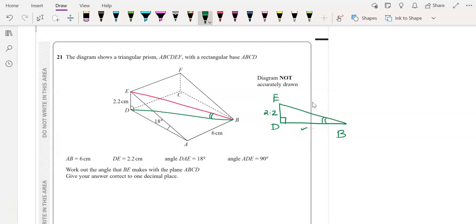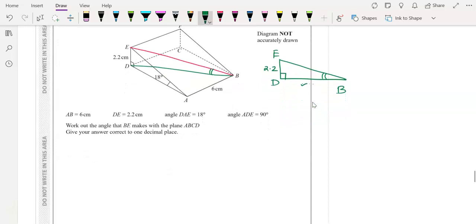Now we don't know side AD, so we cannot use Pythagoras theorem directly. But to find side AD, the information given is that in triangle ADE, the angle is 18. So let's use that triangle to find length AD. I'll draw this triangle separately here. So we have triangle EDA. This angle is 18. The opposite side is 2.2. I need to find the adjacent side because it's a right angle triangle.